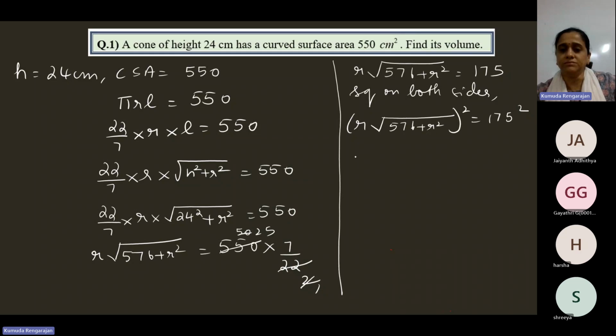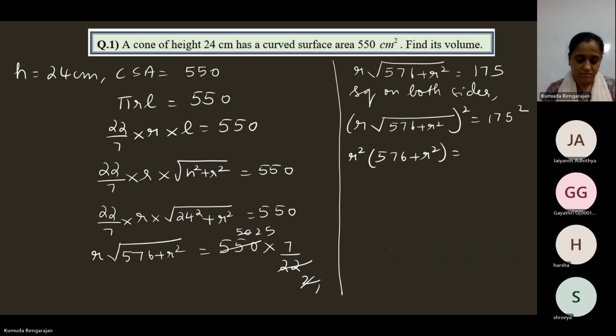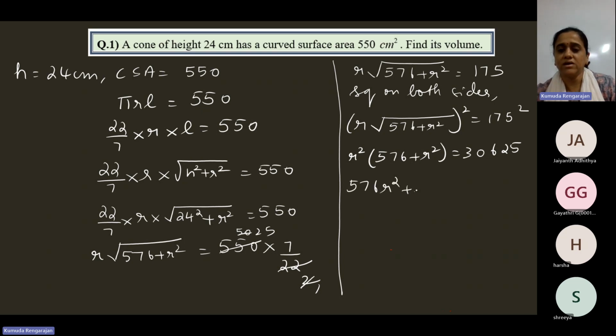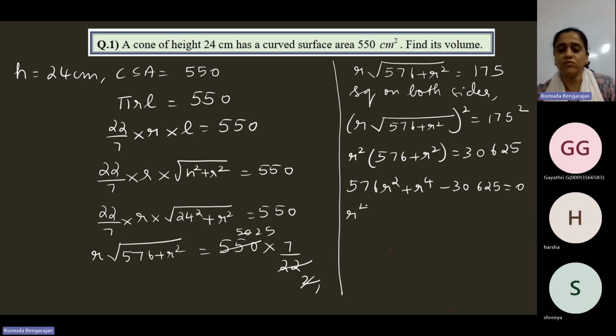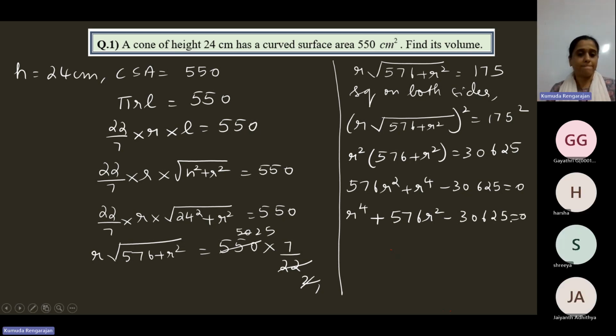Now what is this? R square into 576 plus R square is equal to 175 into 175, which is 30625. So 576 R square plus R to the power 4 minus 30625 is equal to 0. R to the power 4 plus 576 R square minus 30625 is equal to 0. Okay.